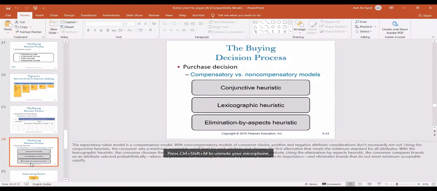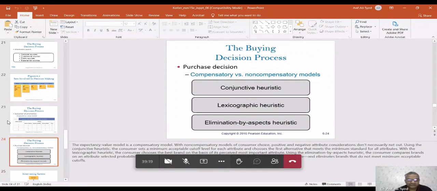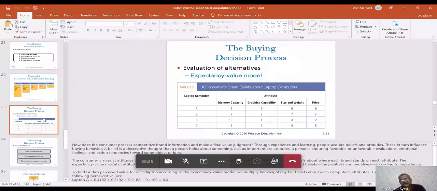The consumer ends up comparing the different brands on an attribute selected probabilistically, where the probability of choosing an attribute is positively related to its importance. So there is elimination of the brands that do not meet the minimum capability of the outfit. Now, elimination by aspect heuristic is again a specified type of requirement by a specified type of customer.